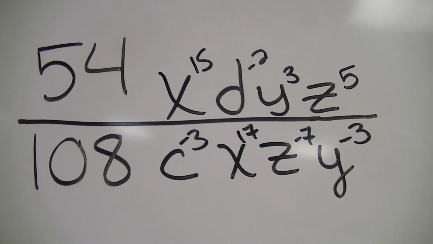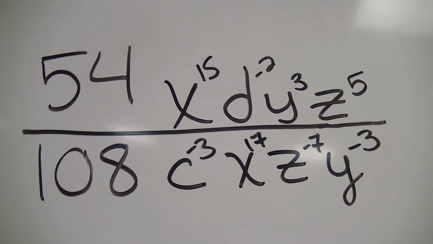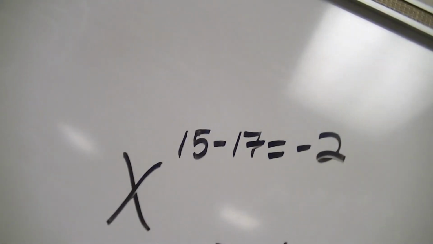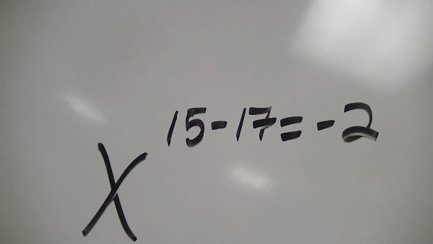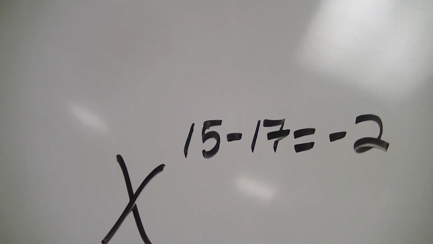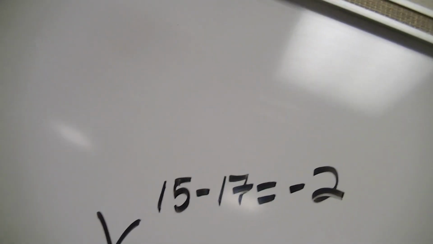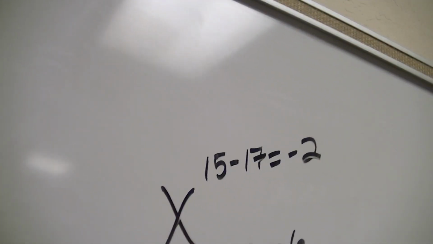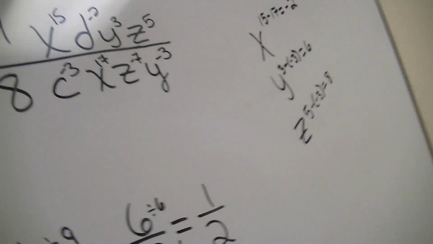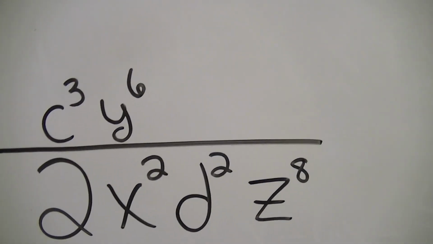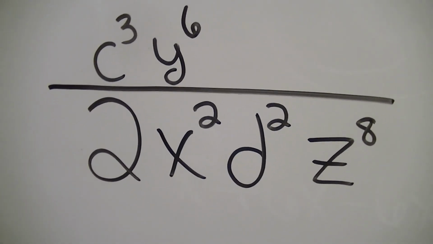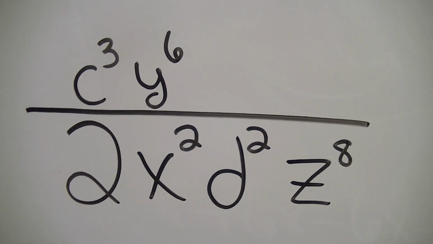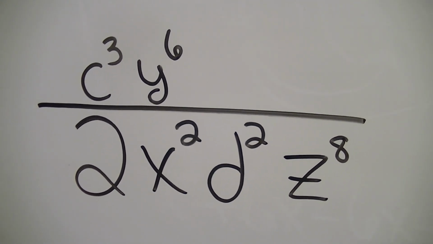All right, now let's look at our X's. On the top we have X to the 15. On the bottom we have X to the 17. That's the same as if we said X to the 15 minus 17, which gives us -2. And -2 means that we are actually going to switch positions here, and this should actually be on the bottom because it's a negative exponent, right? So that's why it's on the bottom here as a negative exponent. So X squared on the bottom.